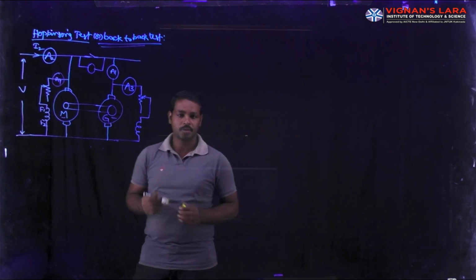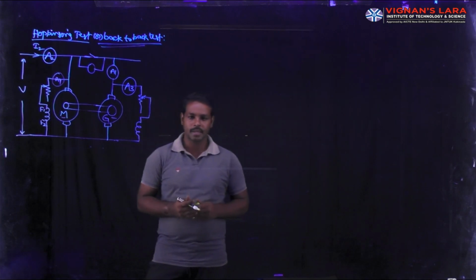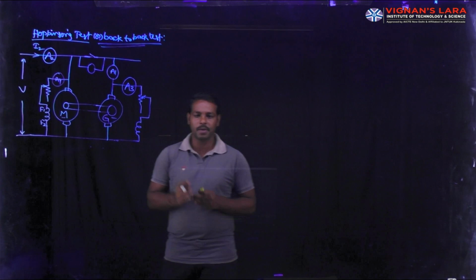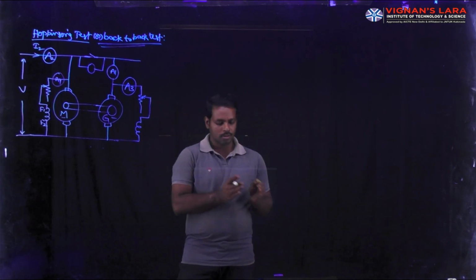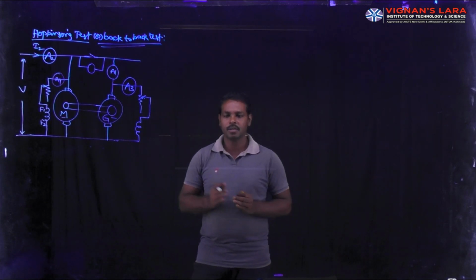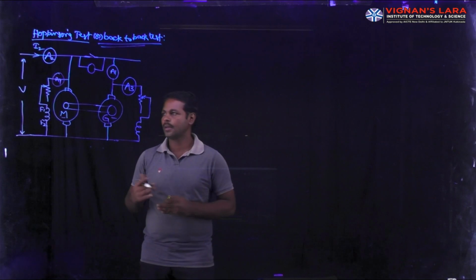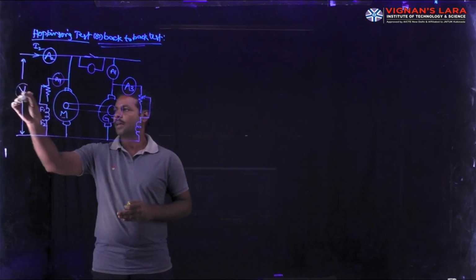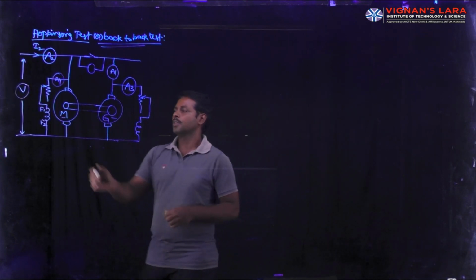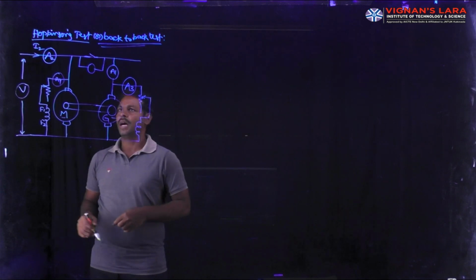But there are some amount of losses, and those losses are overcome by both machines. Whatever power is required to supply the losses in the generator as well as the motor is drawn from the supply or bus bar, which is denoted by voltage V. This is the input voltage. The corresponding current drawn from the supply is I2.